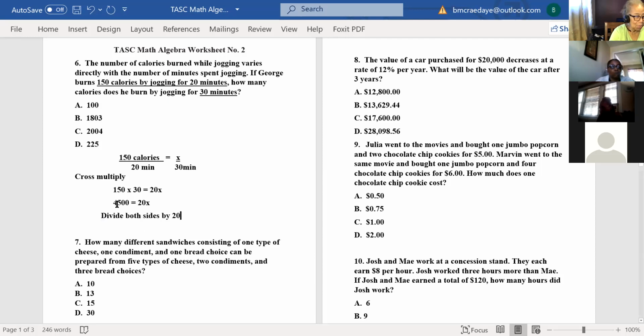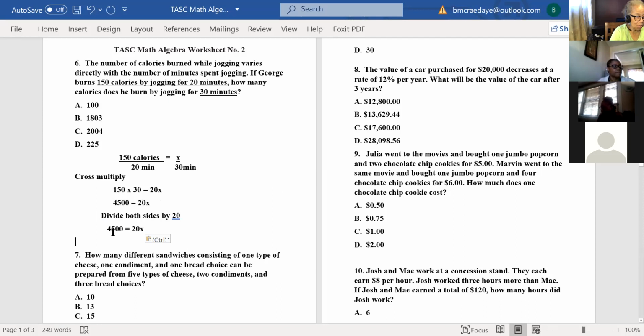And that will give you, let's just do what we say here. We divide the left side, 4,500, by 20, so let's just put 20 under here. And we're going to divide the right side, 20x, by 20. So on the left side, we put the 20, and on the right side, we put the 20.